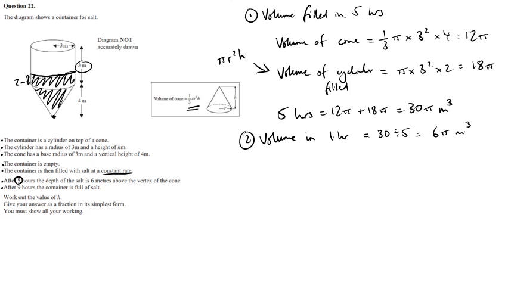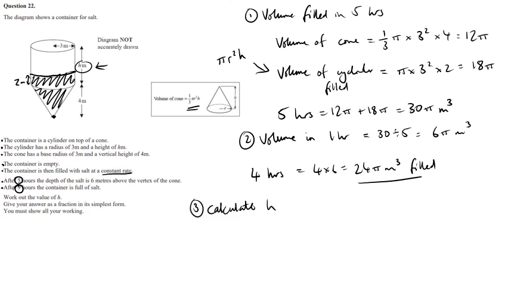So from 5 hours when it's partly filled up to 9 hours, we've got another 4 hours. So that's 24 pi meters cubed were filled in that time. And we're going to use that to find out the height of the cylinder. Remember, that's what the question is asking us for here.